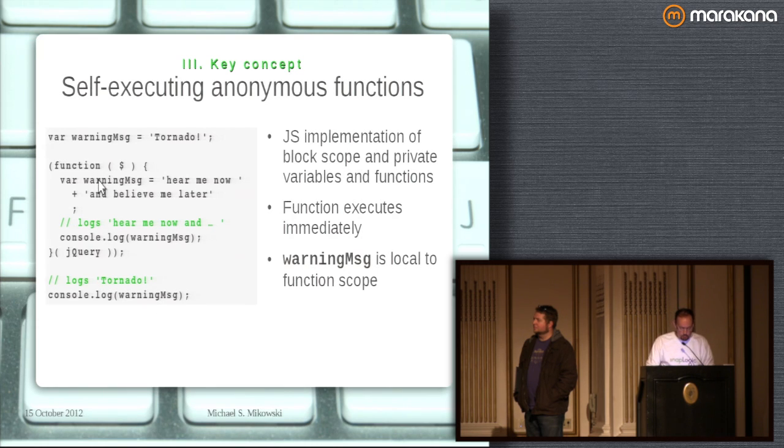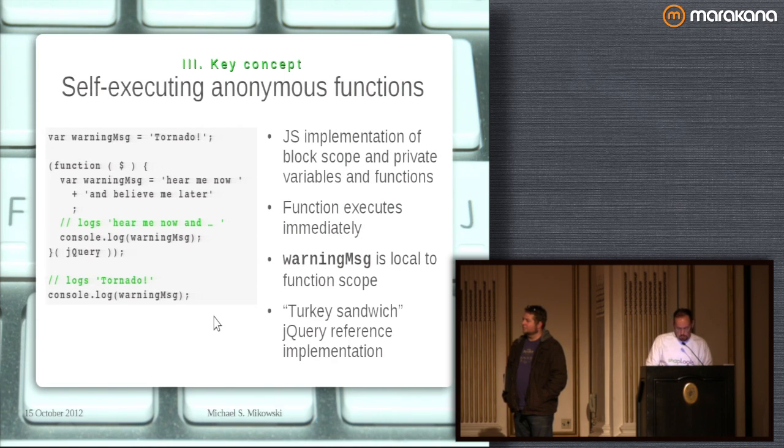And in this example, we have this variable called warning message. And notice now that I have it inside of this functional scope. So when I log it here, it says, hear me now and believe me later in the greatest Saturday Night Live tradition. Whereas down here, that same variable scope is not available. I get the global scope, and I instead see tornado. So the way that we have local private variables inside of JavaScript is to use the self-executing anonymous function.